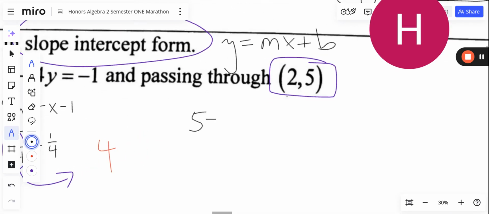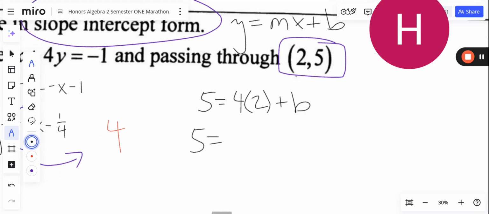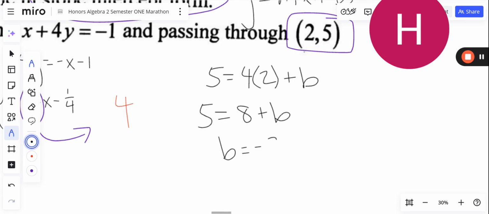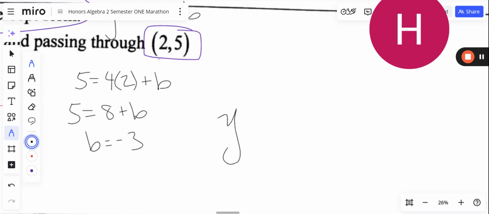Let's plug this into the format now that we have the slope. 5 equals 4 times, what's the x value? 2. So here's 5 equals 8 plus b. We found a b value of -3, and now it's time to write the full equation of the line, 4x minus 3.